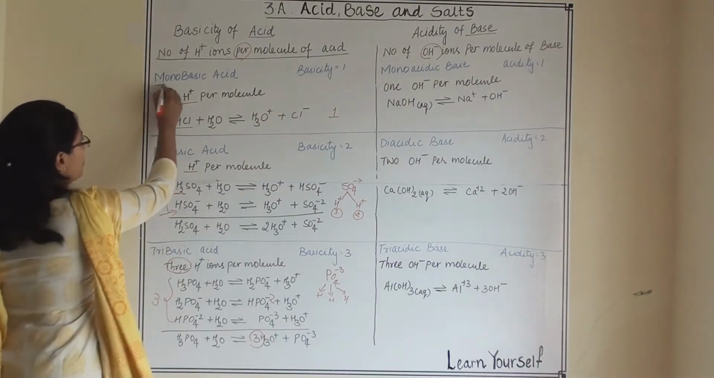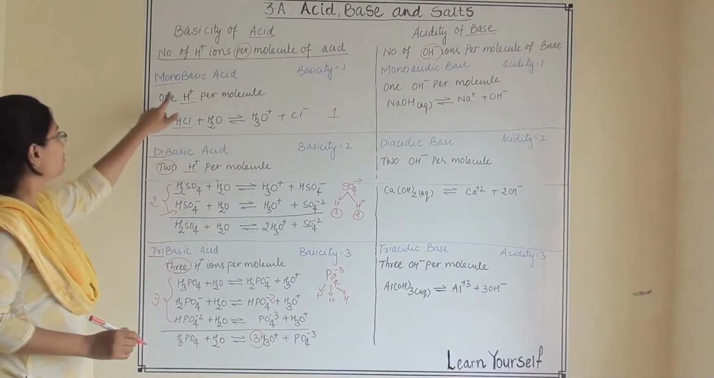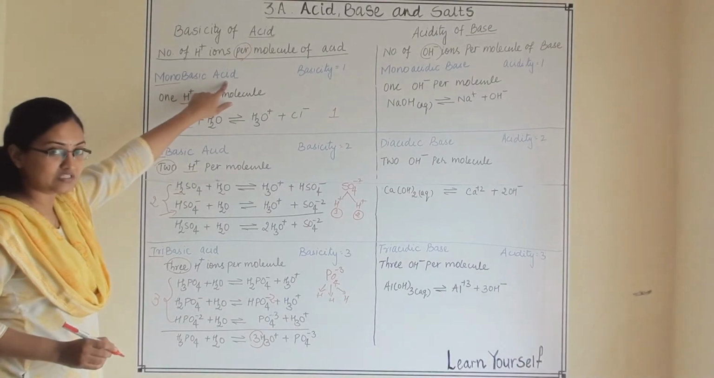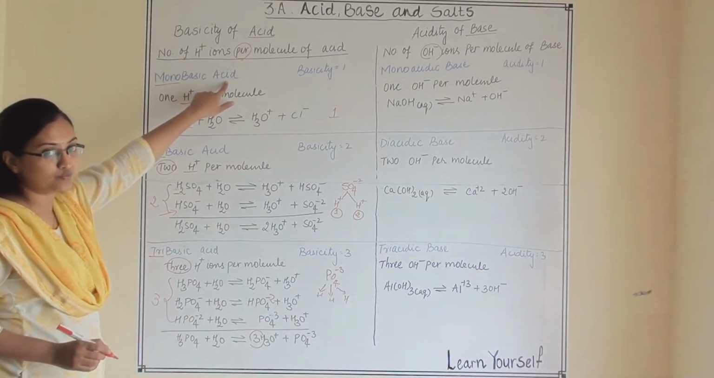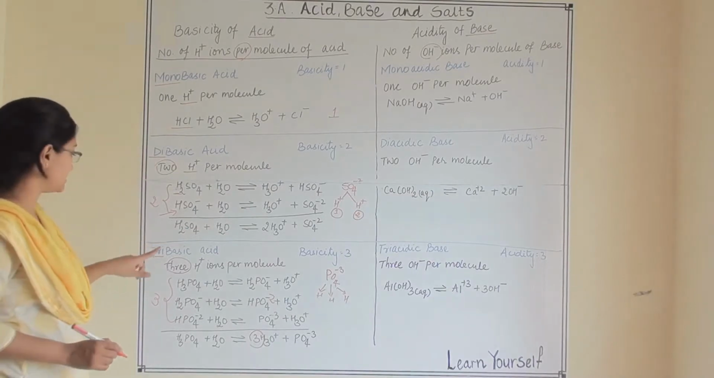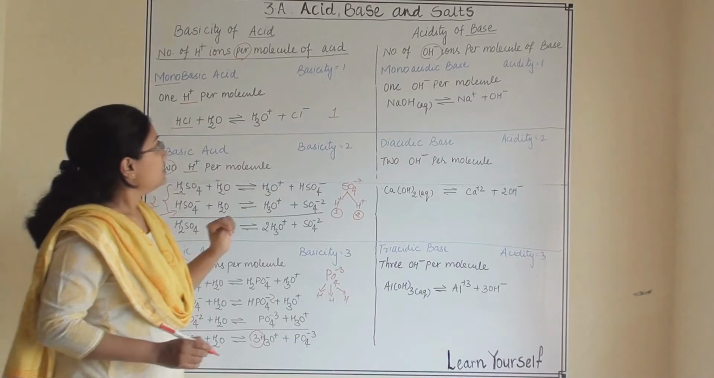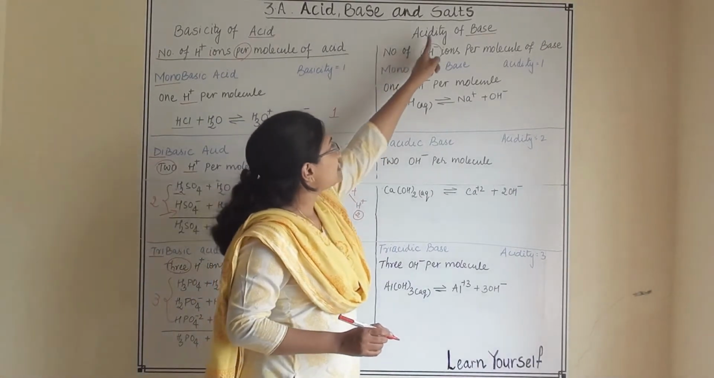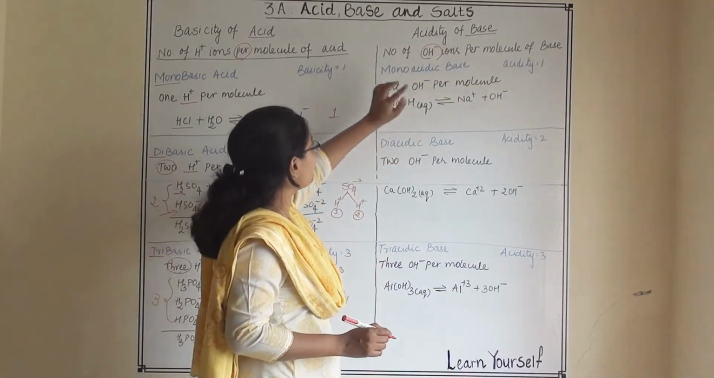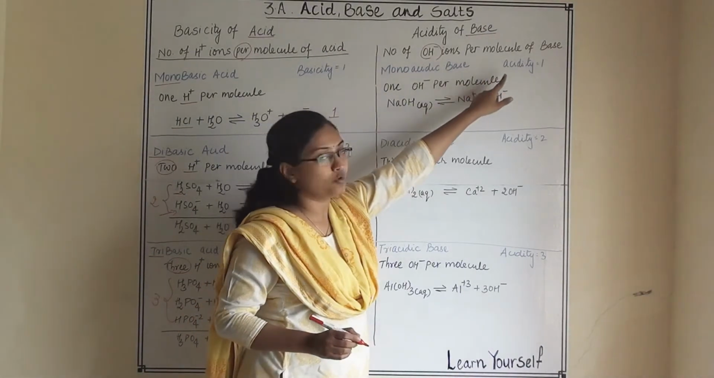Mono means 1, di means 2, tri means 3. Mono means the acid gives 1H plus. Di means this acid gives 2H plus. Tri means this acid gives 3H plus. Now let us see what is the acidity of a base. As I have told you earlier, it is the number of OH minus ions per molecule of base.